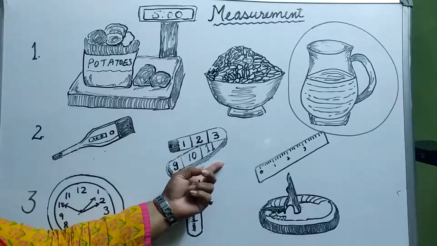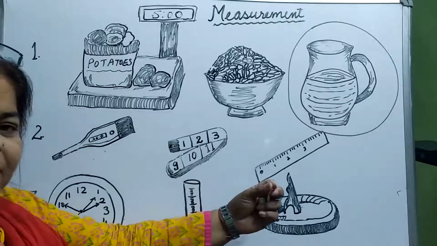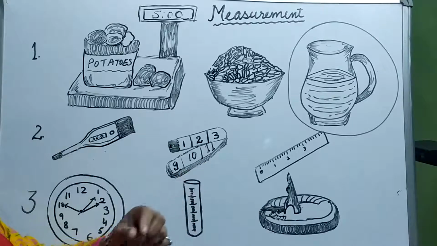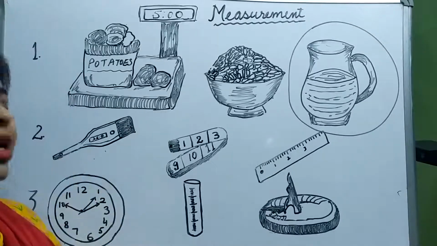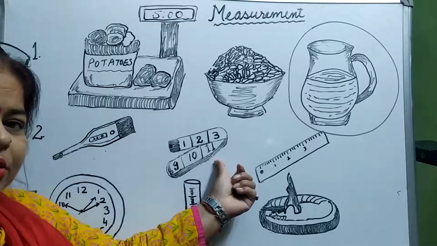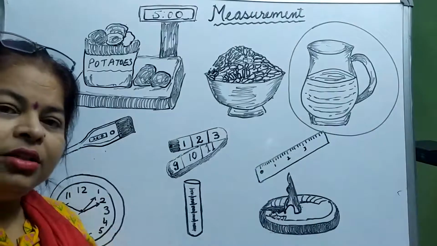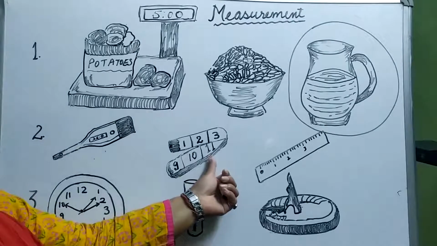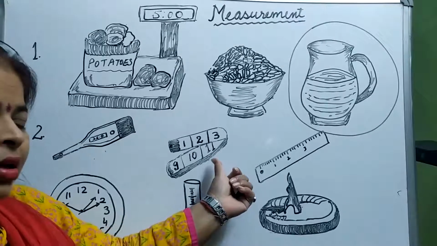What about this measuring tape? For what is it being used? To measure the length. To measure big lengths, like you might have seen the tailor. What does he do? He takes your measurement for making a piece of garment. So he is going to measure the sleeves, the shirt length, the trouser length, or the waist length. So it is being used over there. Basically we are talking about length.